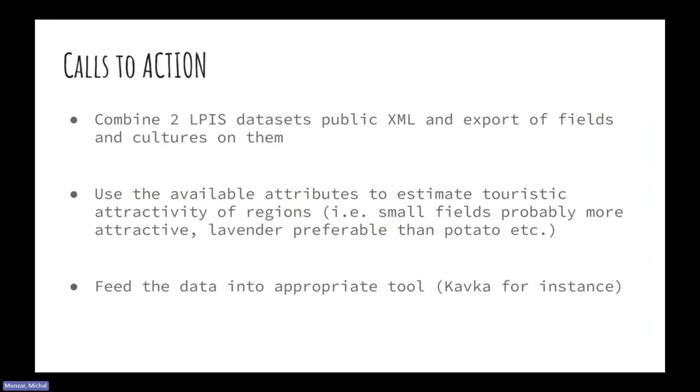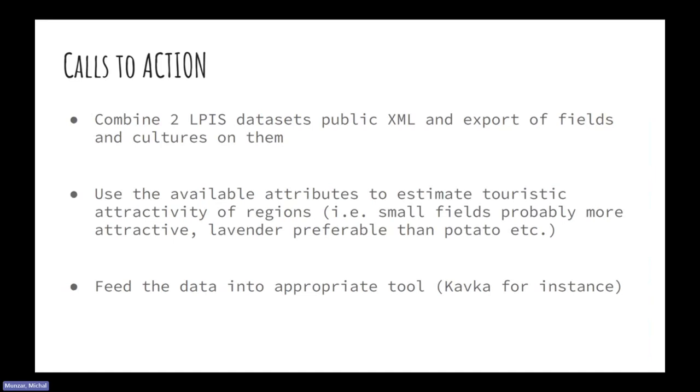Also, if you analyze cultures, usually a big field with potato is not so interesting for tourism. But if someone is growing lavender or, let's say, sweet potato, it can be interesting for people who are traveling. So we are going to interconnect these two data sets and see which attributes contained there could be of interest.